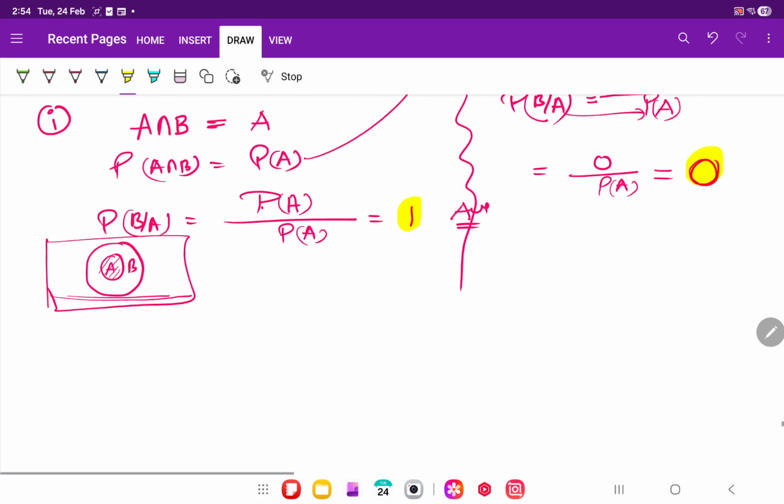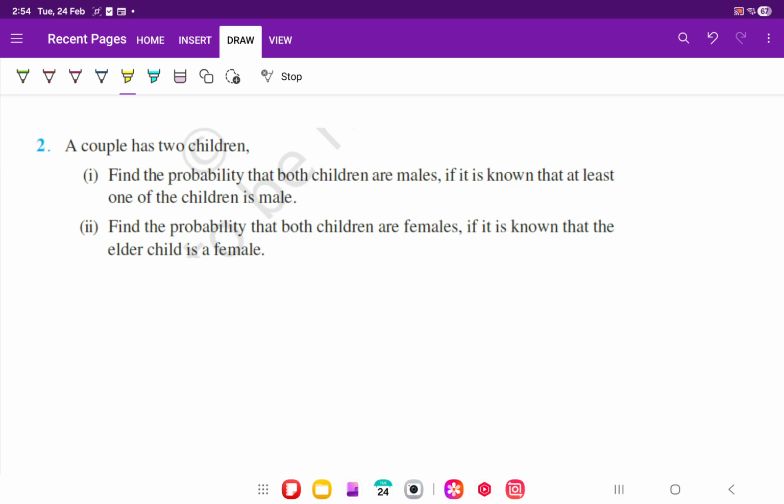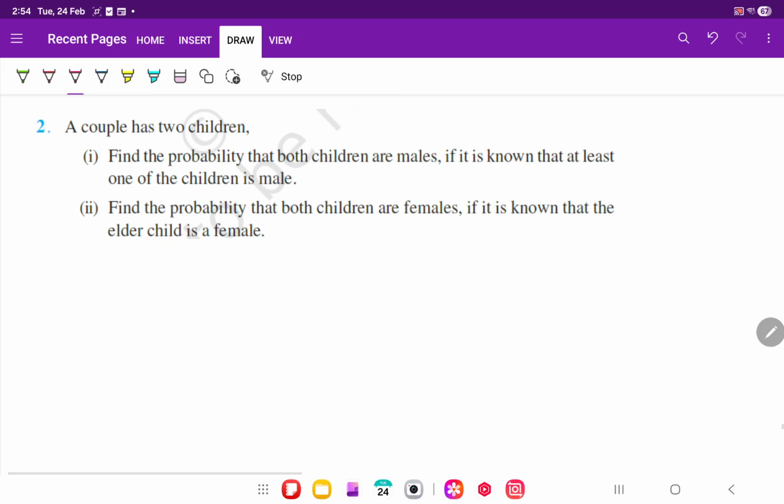Okay, second question, let us see. This is a good question. Miscellaneous is important for the board exam. So let us read the first question. A couple has 2 children. 2 children means what are the possibilities? It may be male male, or male female, or female male, or female female. So 4 possibilities are there.